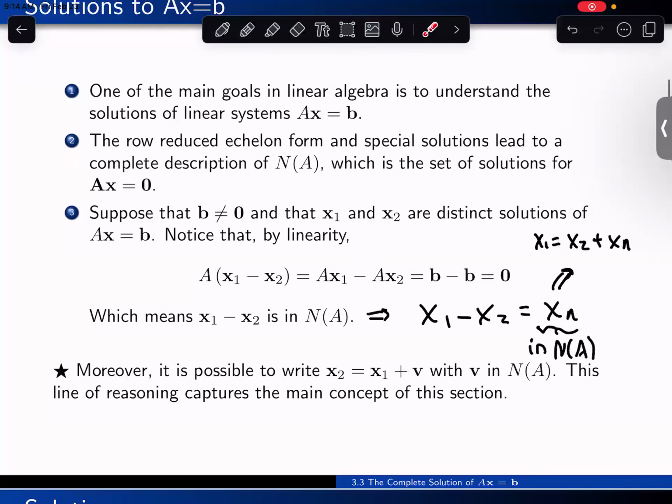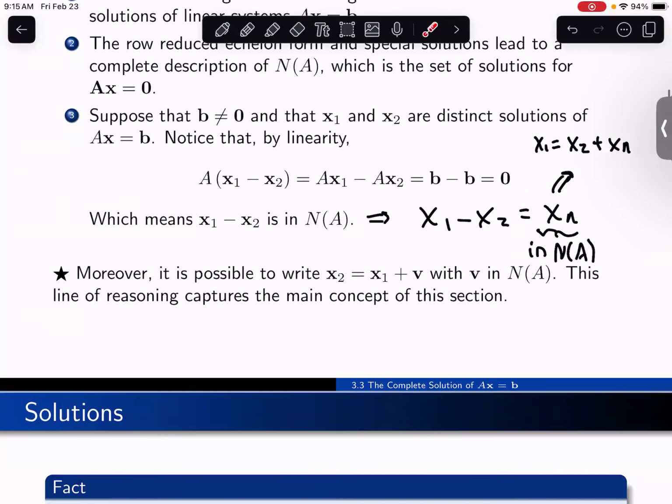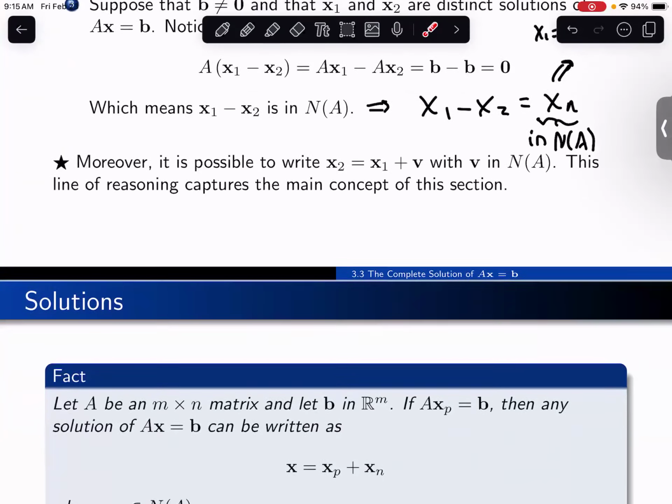Okay, does this make sense? Like we're writing a solution in terms of another solution plus a vector in the null space based off of this being equal to 0. Any questions about this part? Okay. And so this captures the main idea of this section.